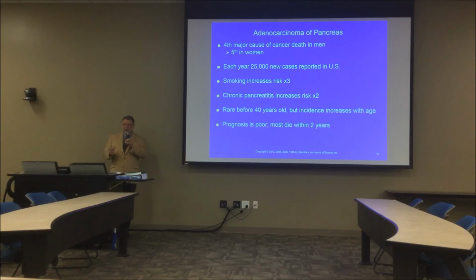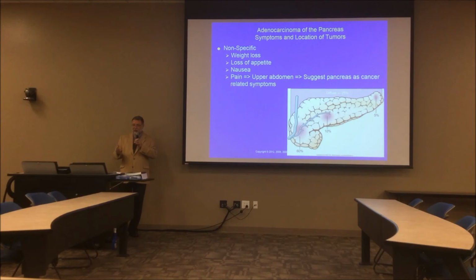Smoking has also been related with adenocarcinoma of the pancreas, increasing risk threefold. Chronic pancreatitis increases the risk twofold. It's rare before 40, incidence increases with age, and like I said, prognosis is quite poor. Most patients die within two to three years of the diagnosis, and sometimes they're so advanced and never gave any symptoms, or the symptoms were thought to be heartburn or some other situation, that by the time they get diagnosed, lifespan is not more than 6 months, and that's what I've been made aware of.